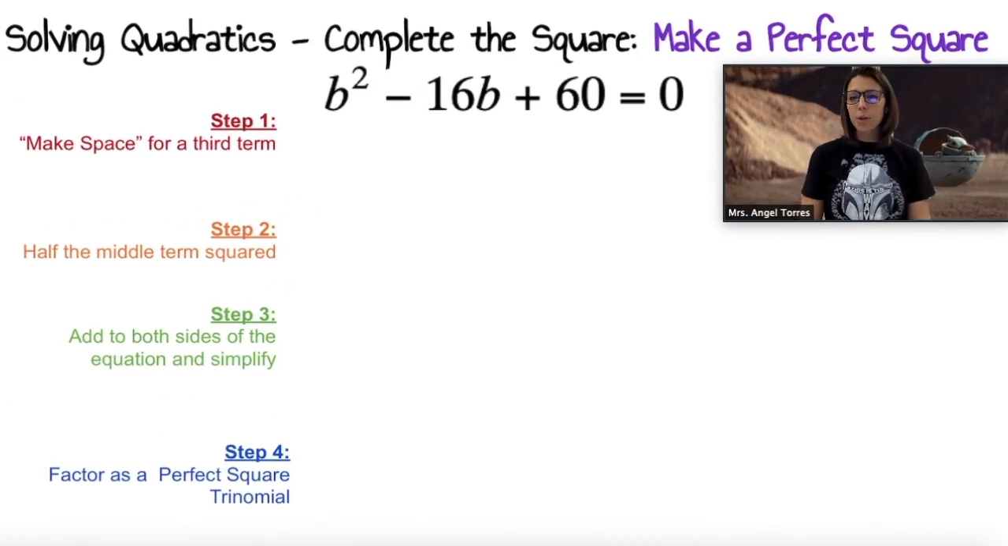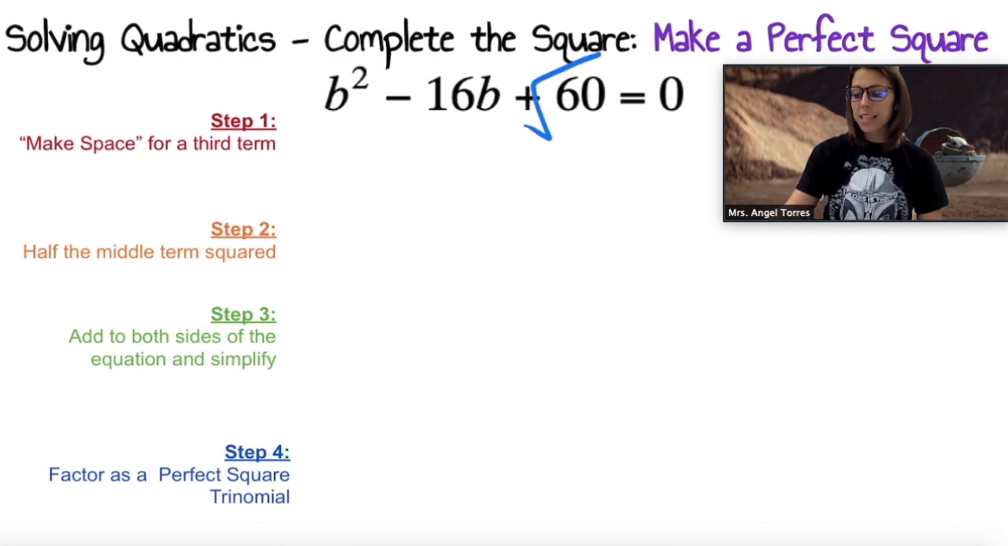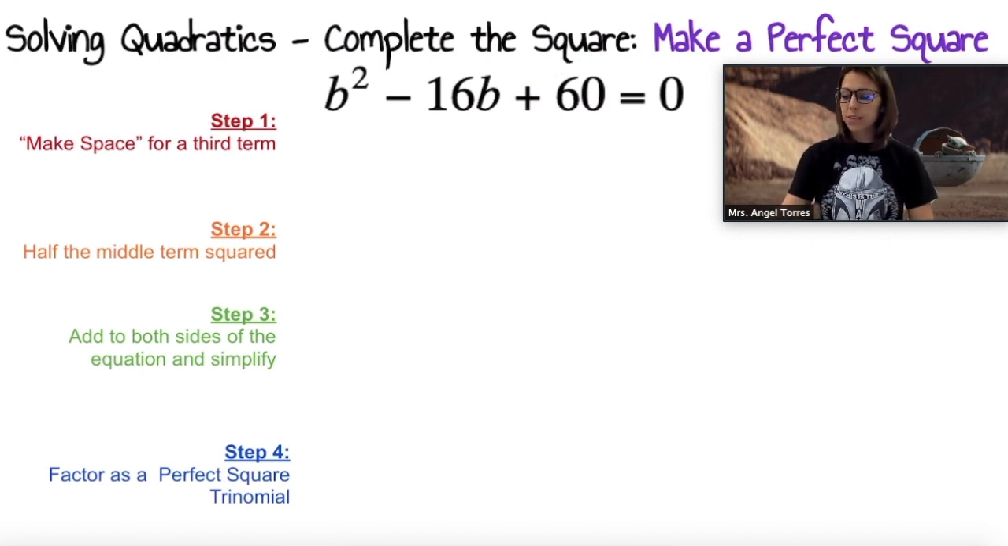So the first thing we have to do using complete the square method is we have to take a trinomial that's not a perfect square and change it into one. So b squared minus 16b plus 60 is not a perfect square. And the reason why is because you can't take the square root of 60. So let's go through our series of steps.